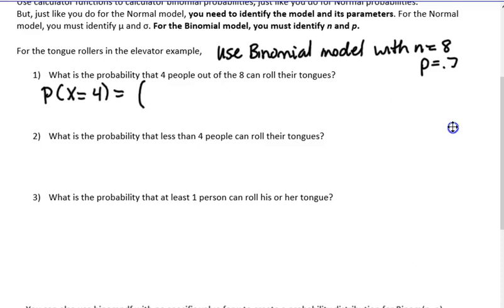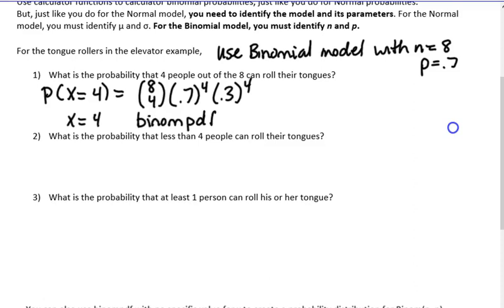So I would set up the formula as 8 select 4, 0.7 to the 4th, 4 successes, 0.3 to the 4th, 4 failures. Now on the calculator, since this is exactly 4, x equal to 4, I would use binomial PDF with these parameters. N equals 8, p equals 0.7, and x equals 4.